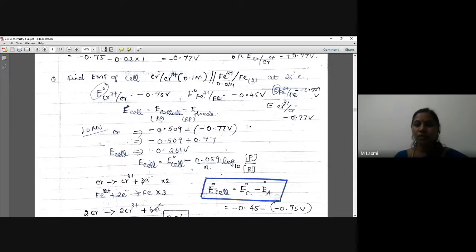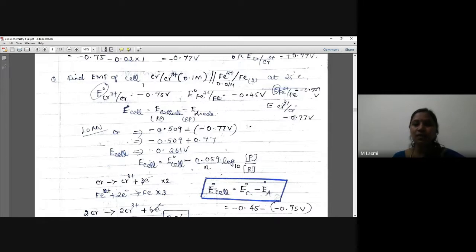So they have given four values here, right? So you have to write Fe2+ by Fe, that is minus 0.509 volt, minus the anode value, that is chromium's value they have given, that is minus 0.77. So I found E of cell. I have found E of cell.